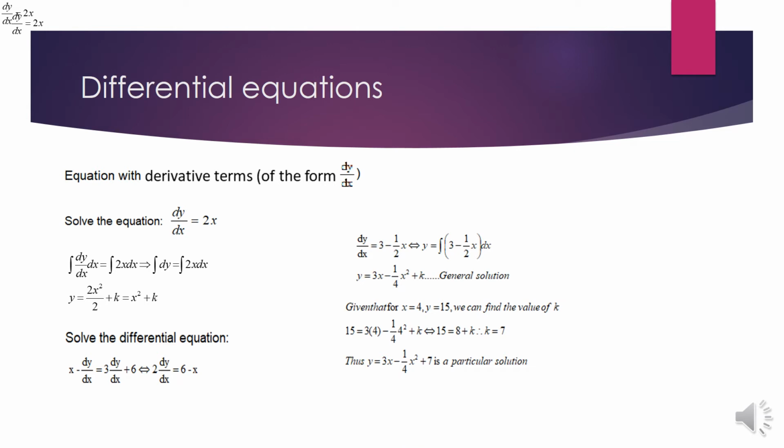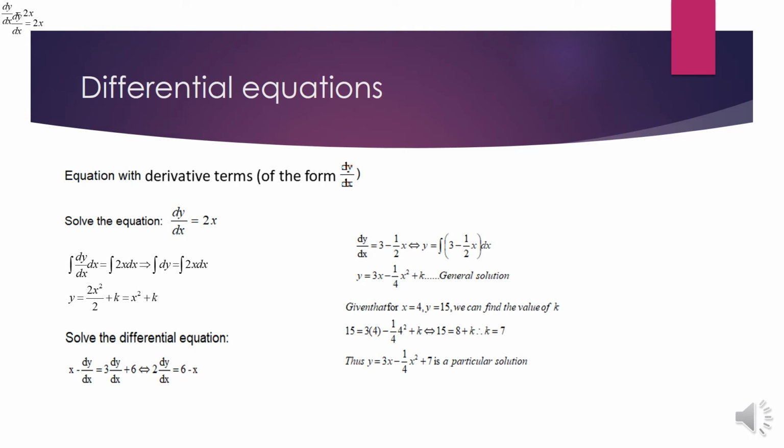So dy/dx then equals, we divide both sides by a half, or we multiply both sides, we divide both sides by 2, so dy/dx equals 3 minus a half x. And we integrate both sides with respect to x. We have y equals 3x minus a quarter x squared plus k. This is a general solution.